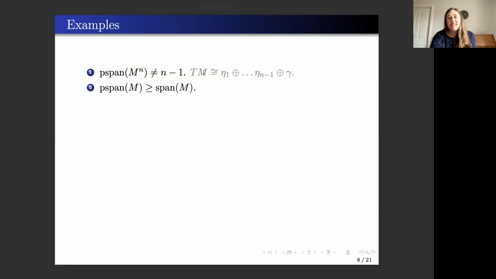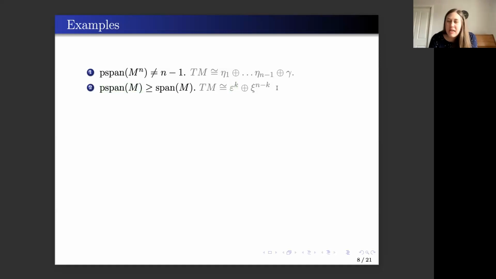Another quick but very important observation is that pspan is always at least the span of a manifold. Here's a way of thinking about this. If the tangent bundle splits off a rank k trivial subbundle, you have k trivial line bundles and each of those contributes to the pspan count.